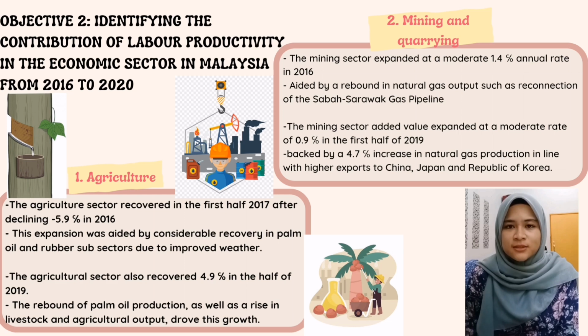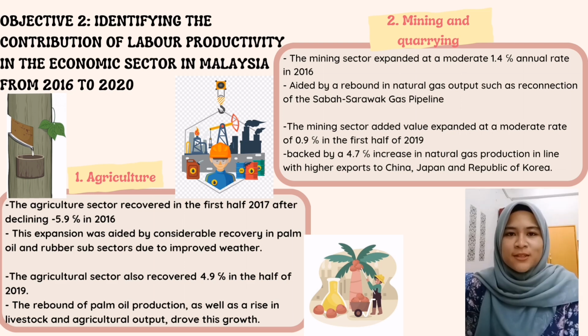The agriculture sector recovered in the first half of 2017 after declining negative 5.9% in 2016. This expansion was aided by considerable recovery in palm oil and rubber subsectors due to improved weather. The agriculture sector also recovered 4.9% in the first half of 2019. The rebound of palm oil production as well as a rise in livestock and agriculture output drove this growth.